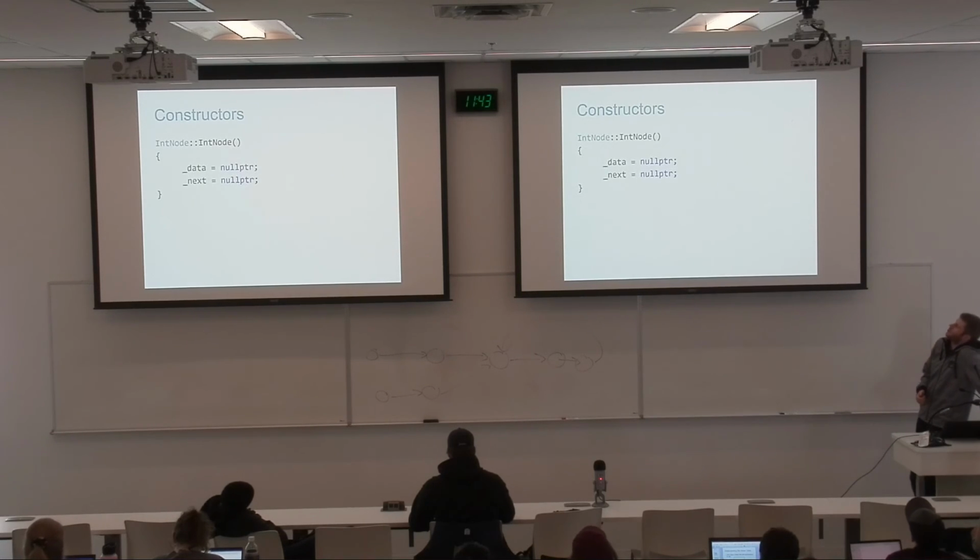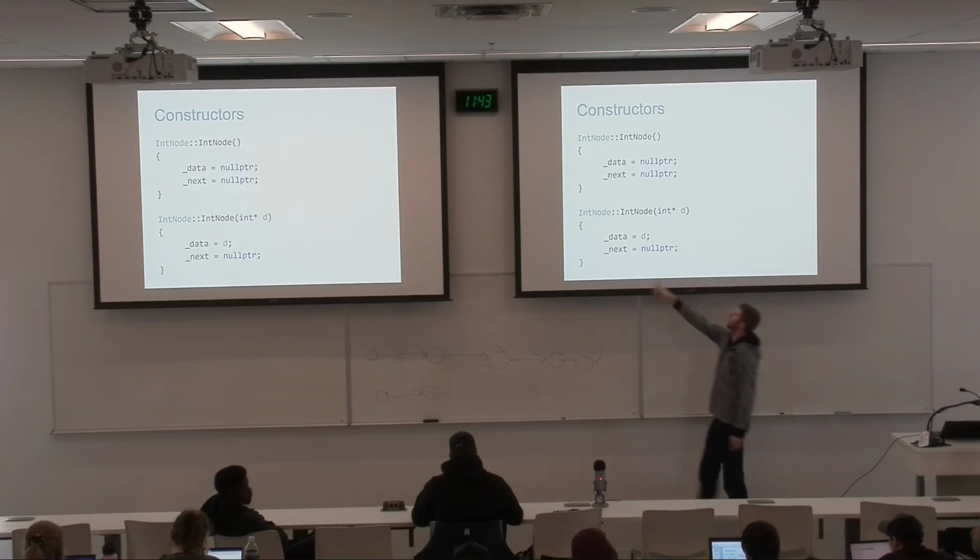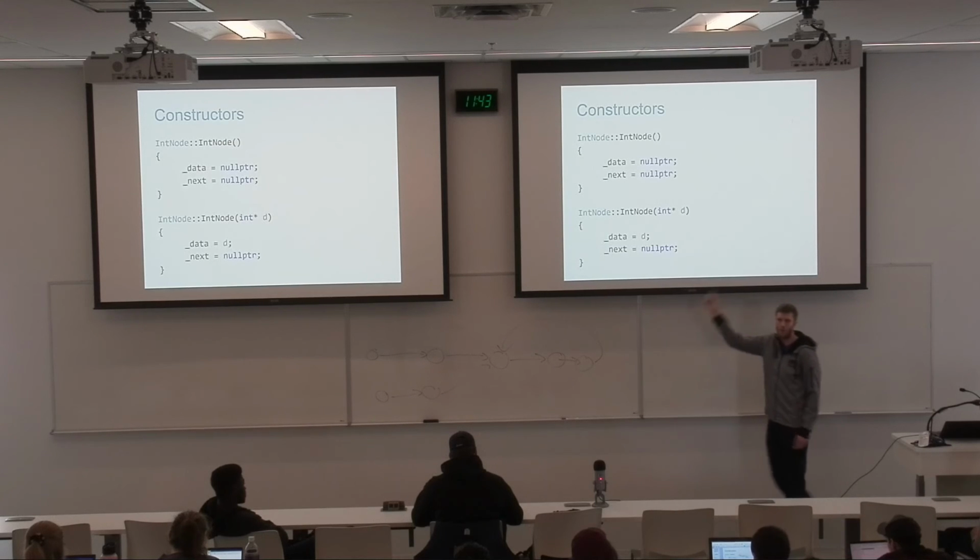So here's one of the constructors. There. Easy. The default constructor just sets its values to nothing to start. Null pointer, great, we're all set. Here's one where we actually give it a pointer to an integer. There. Basically exactly the same, but we just assign the data to whatever we pass to it.